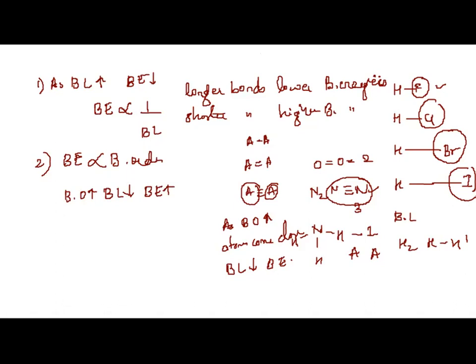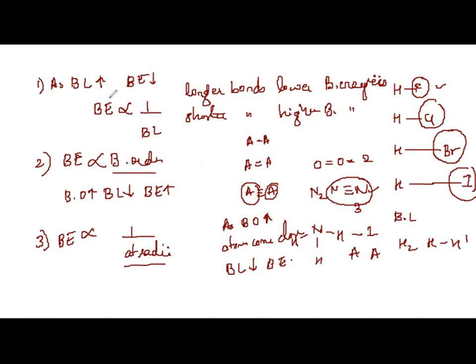Third point, the bond energy is inversely proportional to the atomic radii. As atomic radii increases, what happens? The bond length, the distance between the two atoms, increases. So when distance increases, bond energy decreases. So the first factor is as bond length increases, the bond energy decreases. Second factor, as bond order increases, the bond energy increases. And third factor, as atomic radii increases, the bond energy decreases.